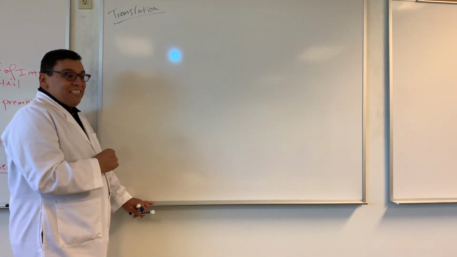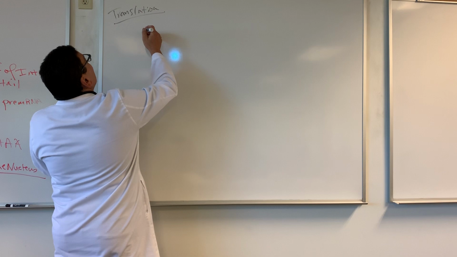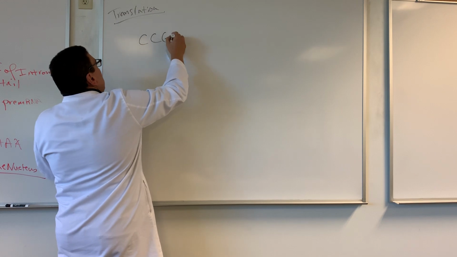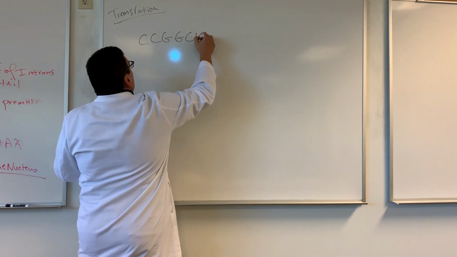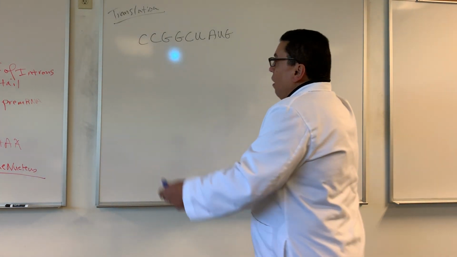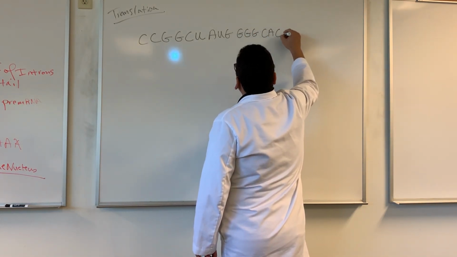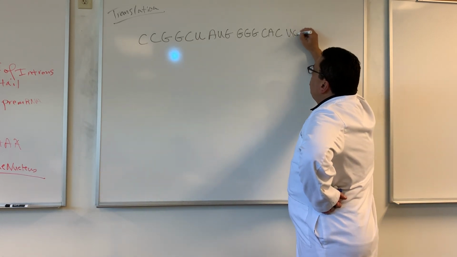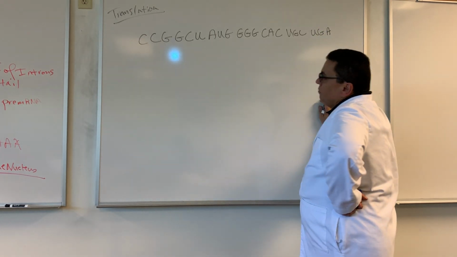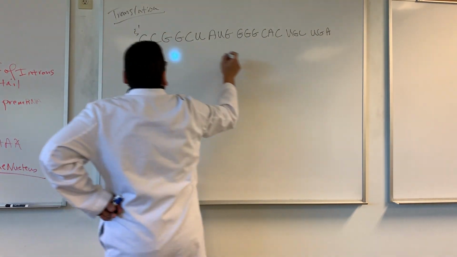So now, in this case, I'm going to write a sequence out. So the sequence, let's say, for example, the sequence is CCG, GCU, AUG. Why U? Because what am I working with? RNA. There are no T's. AUG, GGG, CAC, UGC, UGA. That's my sequence. This is 5'. This is 3'.